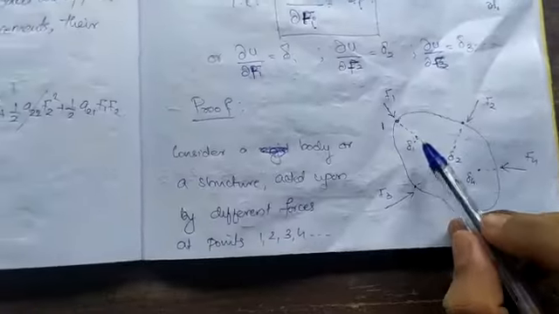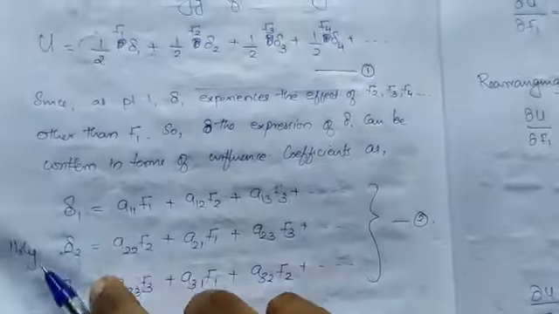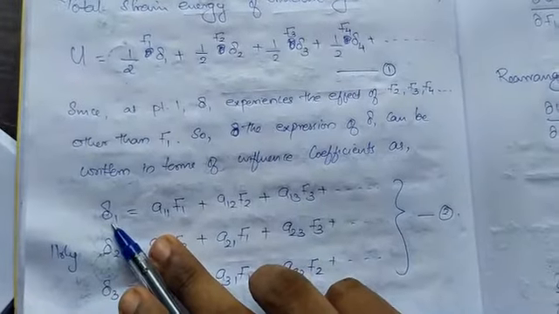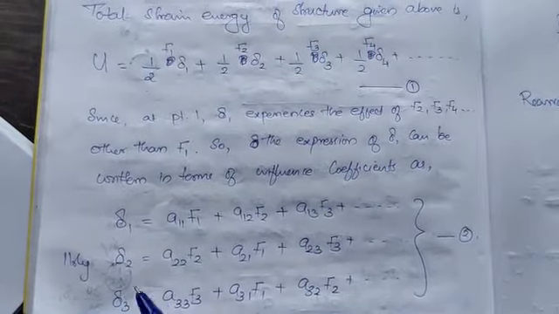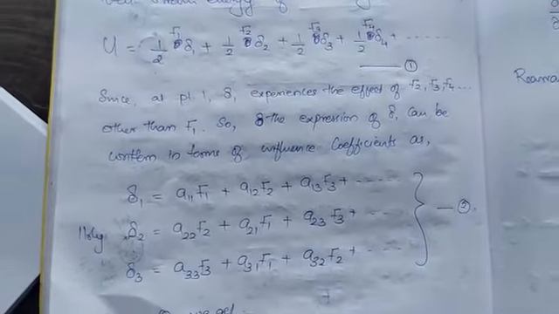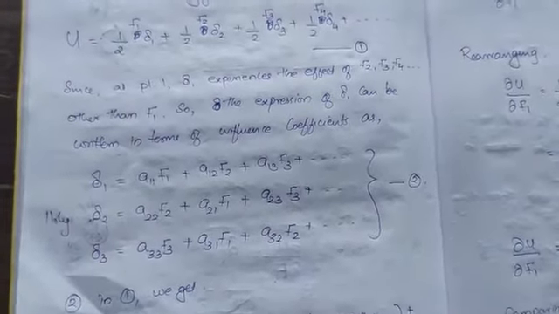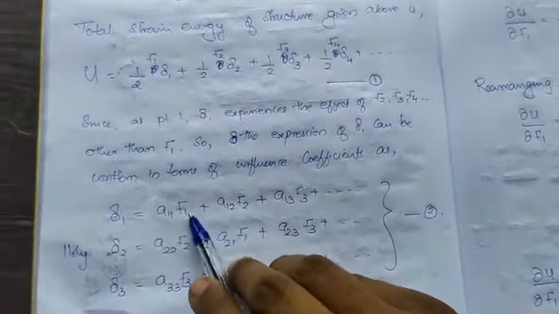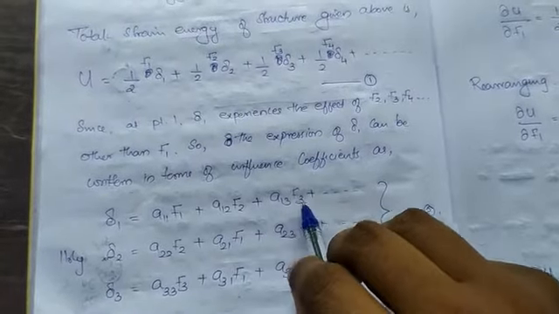So delta 1 will be a component of F1, F2, F3 etc., all these forces. Similarly, delta 2 will be components of all these, and delta 3 will be components. How it comes, we have already explained in the previous lecture. Delta 1 will be A11 F1 plus A12 F2 plus A13 F3 etc.